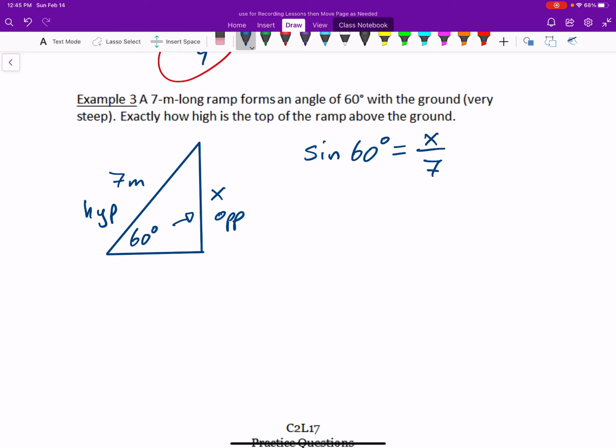In the past, I've rearranged this and just used my calculator to tell me what 7 times sine 60 is. That would give me x, but I want the exact value in this case. I can still rearrange it. If I multiply both sides by 7, I get 7 times sine 60. That's what this means. But I don't want to go to my calculator. What else can I do?